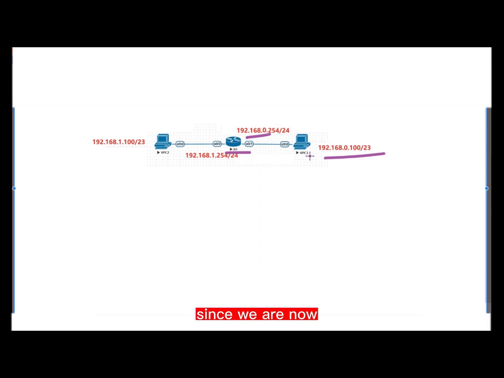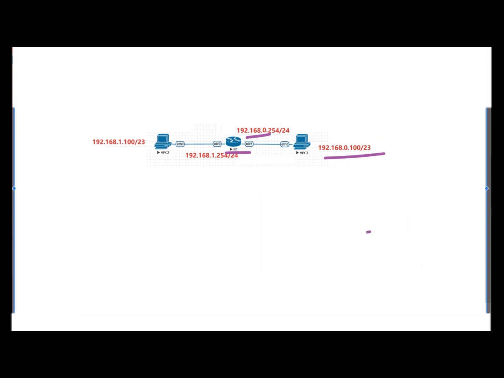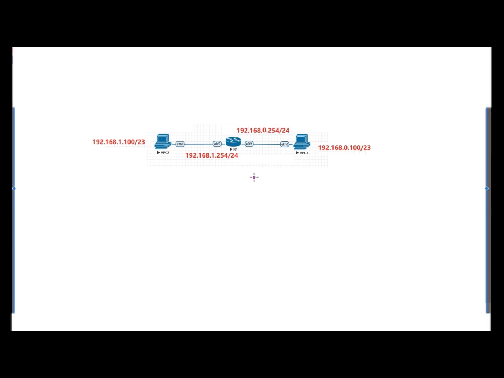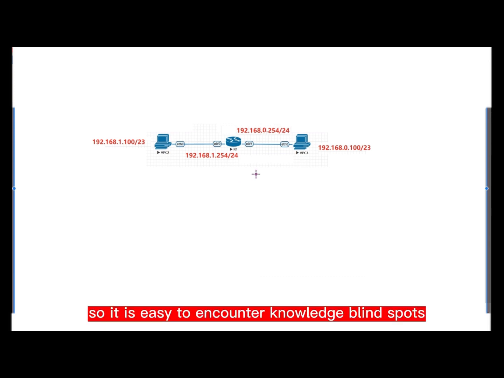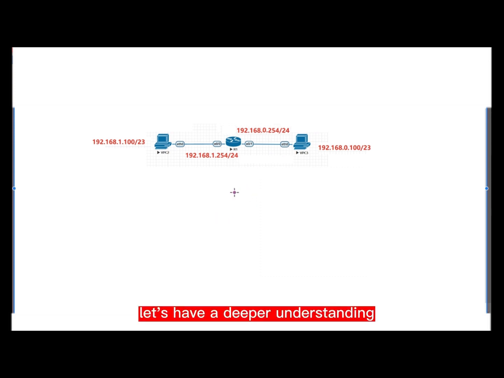Since we are now going to visit the network segment of 192.168.0.0, it is a direct route of PC2. So it can reach. It's okay if you don't understand here, because many knowledge points in the course are coherent, so it is easy to encounter knowledge blind spots. When we talk next class, let's have a deeper understanding.